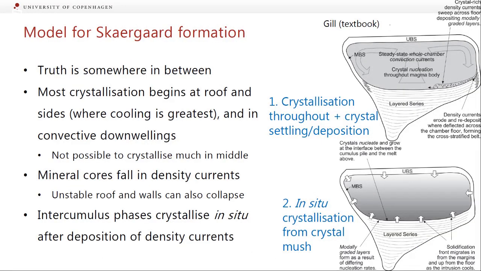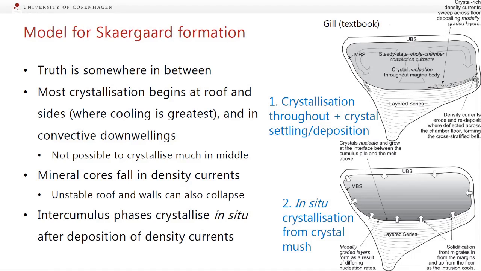So how do we put this all together? Basically, the truth is, as I mentioned, somewhere in between these two extreme models. Most of the crystallization is beginning at the roof and the sides, where the cooling rate is greatest. It can also happen in convective downwellings, and I'll talk about that in a sec. But it's really not possible to create new crystals in the middle of the magma chamber, and again, I'll talk about that in a sec.